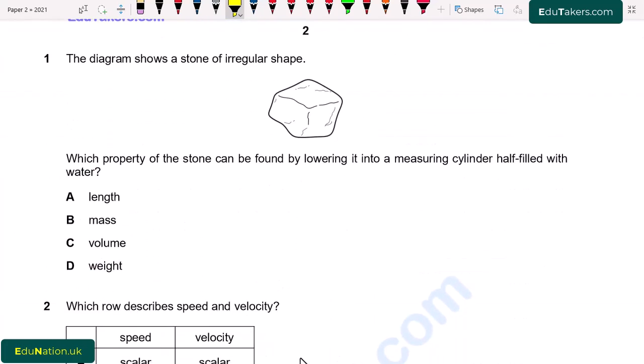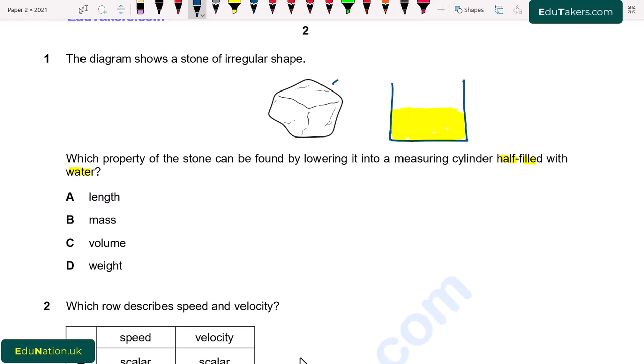Question number 1. The diagram shows a stone of irregular shape. Which property of the stone can be found by lowering it into a measuring cylinder half filled with water? So first of all, we have a measuring cylinder, and it is filled with water. It is half filled with water.